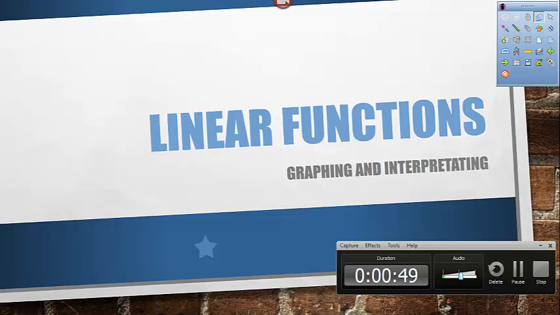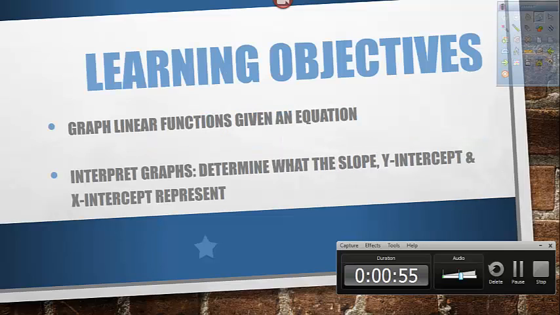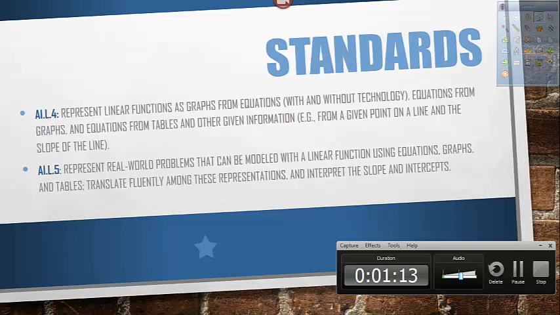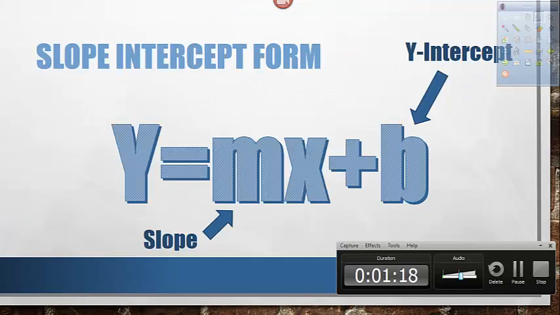This is linear functions, graphing and interpreting. In this section, we're going to be doing a bunch of different things. Learning objectives are going to be graphing linear functions given an equation, and interpreting graphs, determining what the slope, y-intercept, and the x-intercept represent. All of this is going to be Algebra 1 material, but it's going to be a brief refresher. These are the Indiana Academic Standards if you are interested.